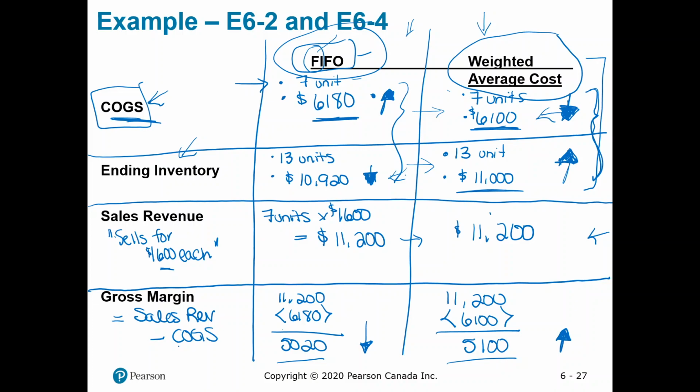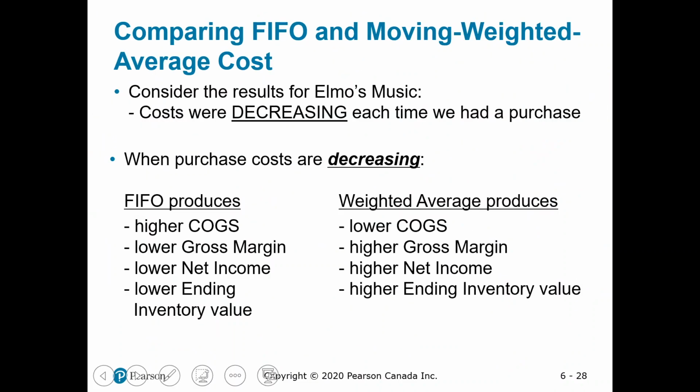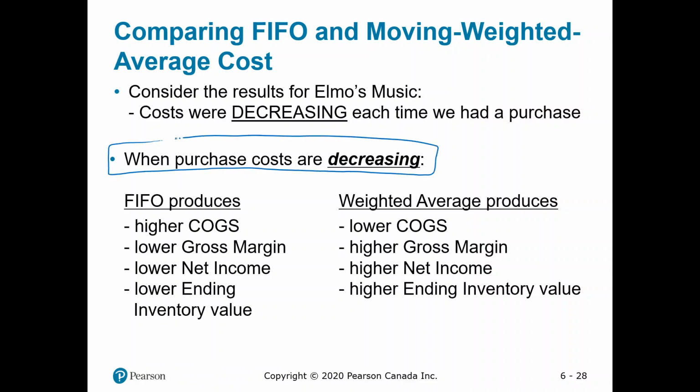Okay, so Elmo's music, the costs were decreasing. Weighted average cost had the lower cost of goods sold. And as I said, that will always be the case when purchase costs are decreasing. So if costs are decreasing, FIFO will always produce a higher cost of goods sold. And that's because we're moving out the most expensive items first. So the first items that we purchased were a higher value. We moved them out of inventory into cost of goods sold first. Therefore, we've got the higher cost of goods sold.